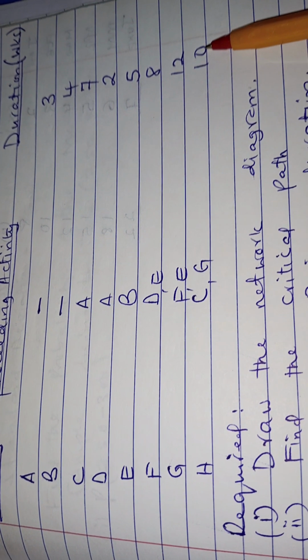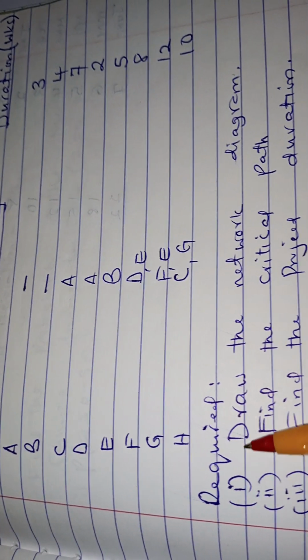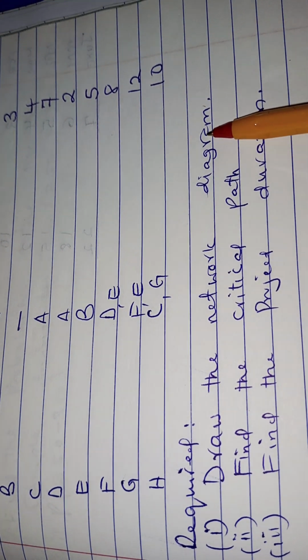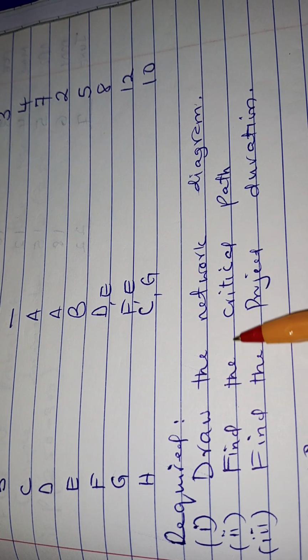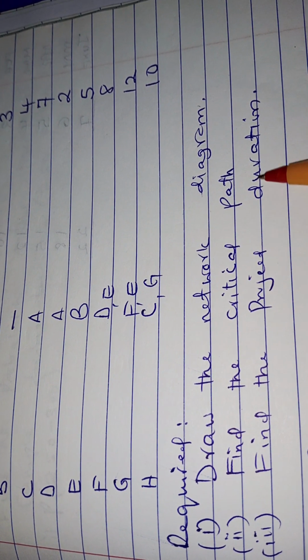You can see from the information given here, we are also required to draw the network diagram. Number 1, draw the network diagram, number 2, to find the critical path, and number 3, to find the project duration.